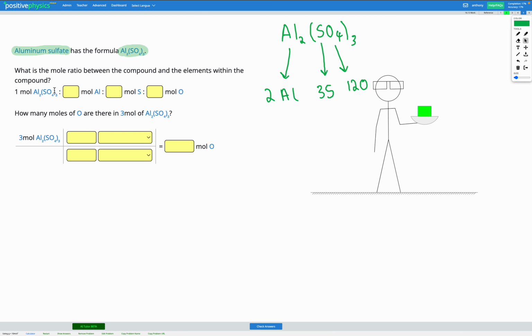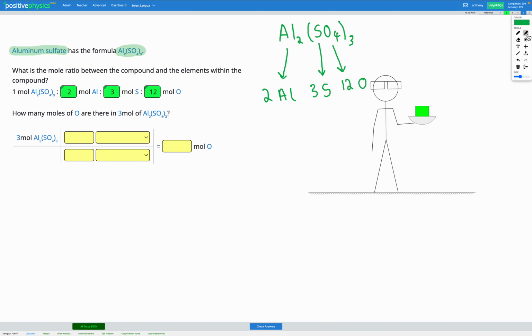So to complete our mole ratio, in 1 mole of Al2(SO4)3, we've got 2 moles of aluminum, 3 moles of sulfur, and 12 moles of oxygen. Next, we need to figure out how many moles of oxygen are there in 3 moles of Al2(SO4)3. So we're starting with 3 moles of Al2(SO4)3, and we need to go from that into moles of oxygen.